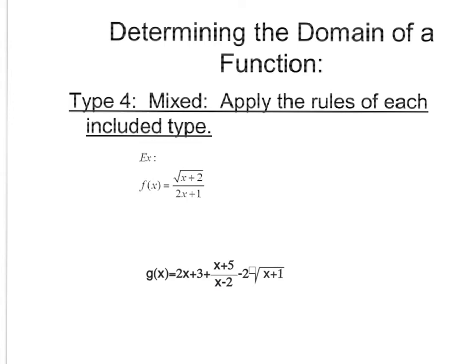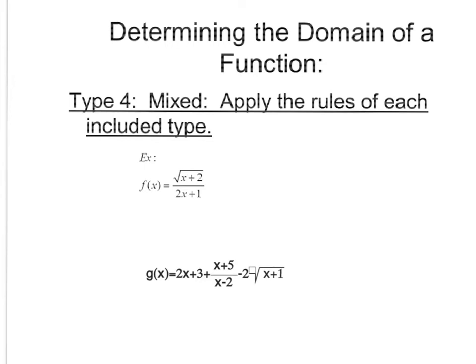The last type of algebraic domain we're going to talk about today is going to be mixing the previous types: polynomials, basic rational functions, and basic radicals. So we're looking at a combination. Basically, we're going to apply all of the situations that we have earlier.